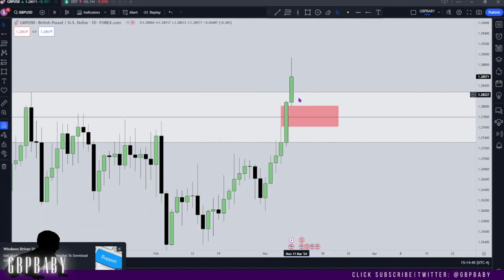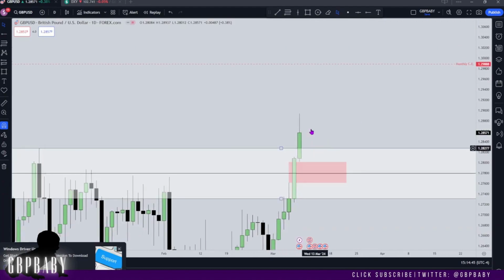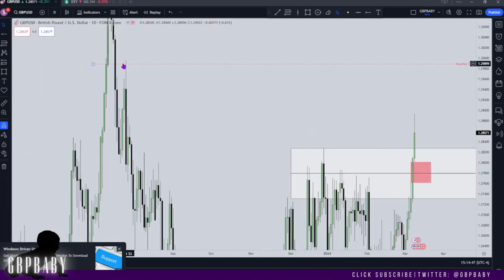I would like to think that price can dip down, offer a nice entry for a long, see a nice setup for continuation to the upside, with the expectation to run into these highs up here and multi-consequent encroachment.